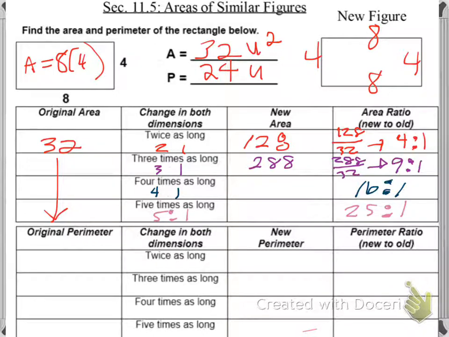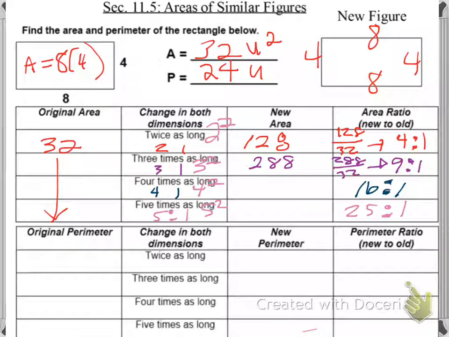But notice whatever is happening to the dimensions: when it was twice as long, if you square that, that's what the new ratio is. If you square 2, it's 4, so now it's 4 to 1. If you take 3 times as long and you square that, that's 9. If you take 4 times as long and you square it, that's 16. And if you take 5 times as long and you square it, that's 25. So whatever is happening to the dimensions, if you're now going to compare new area, you're going to square that ratio.